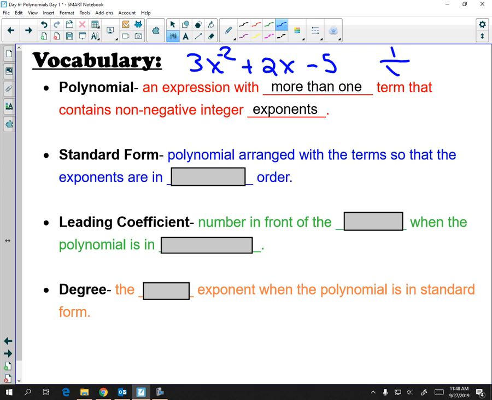Also, 1 over x minus 5, fractions, not polynomials. Neither are square roots. If you have the square root of x minus 5, not a polynomial.